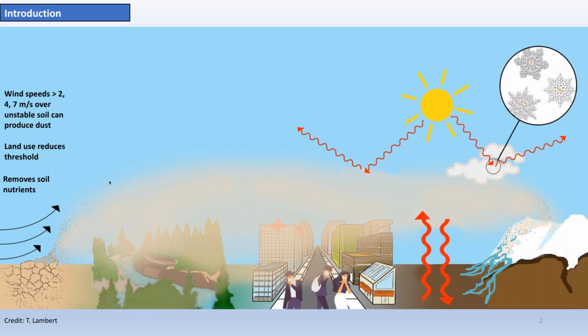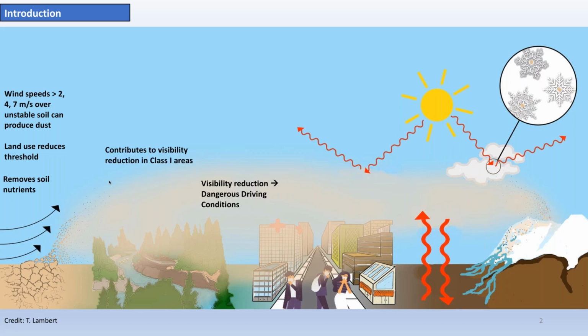And when dust emissions occur, they take with them some soil nutrients that make it so the soil has a harder time with vegetation growth, and that starts a cyclical process which further destabilizes the soils and makes it more likely to produce dust emissions.